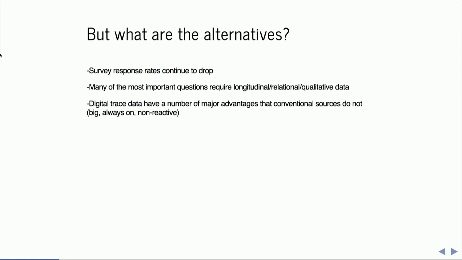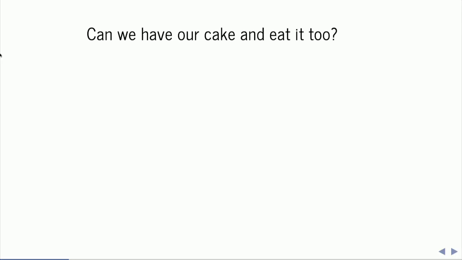I think not, and I think there are also some other advantages that digital trace data have that conventional sources do not. Again, that they're typically larger, that they're always on, that they're collecting data all the time, or most of the time, we hope, and that they're non-reactive, so we might avoid social desirability bias. So the question I would like us all to think about is, can we have our cake and eat it too? Is there a way that we can work with digital trace data, but maybe merge it with more conventional sources of data collection, like a survey?